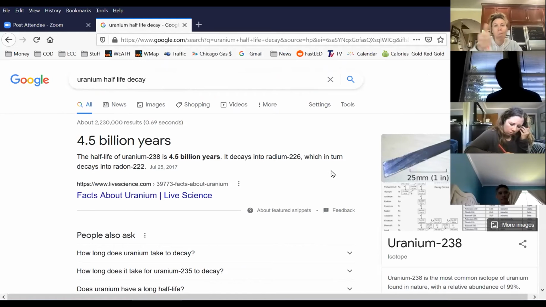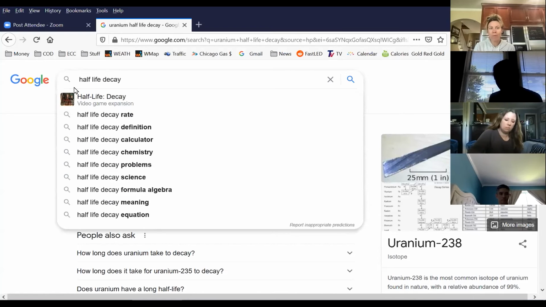Thumbs up, people. Do you see 4.5 billion years on your screen? What that means is uranium-238 or other radioactive elements have very long half-lives. If you had a ton of uranium-238, it would take 4.5 billion, yes, billion years before you'd have 500 pounds of it. Half of it decays into something non-radioactive. Let's see if we can find some other ones.